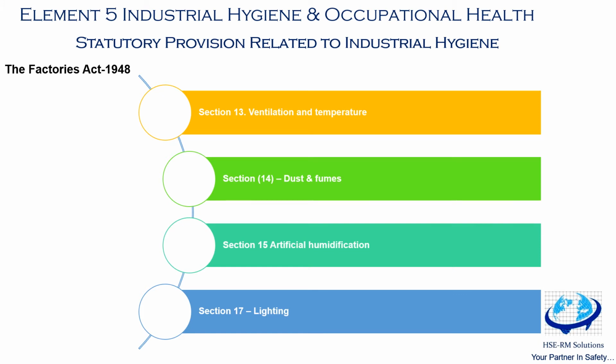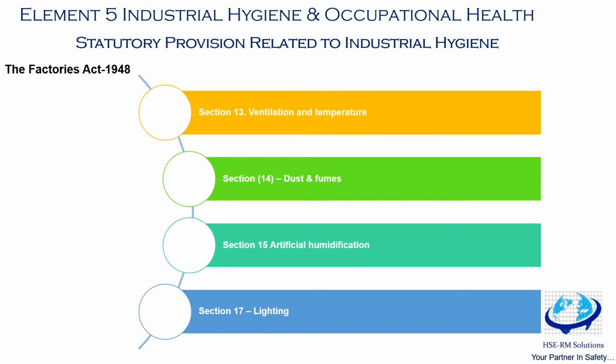So what happens if the factory inspector finds out that the water you're using is not properly purified? The prescribed measures can be given to you, and you have to make sure you comply with them. Now coming to section 17, and that is lighting.